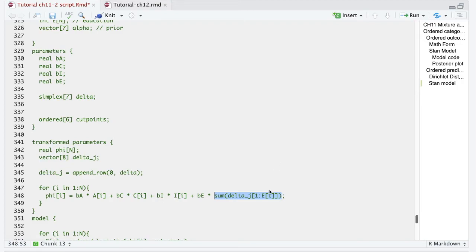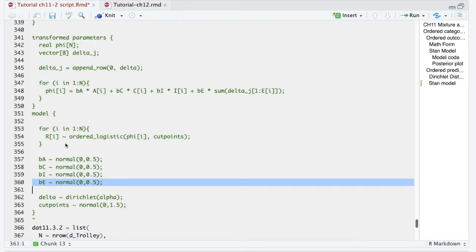If the education level for the ith row of data is 1, we will have a summation of delta j from 1 to 1, which is 0. And if the education level is level 3, well, this function will calculate the summation of the delta j from 1 to 3, which will be 0 plus the first incremental effect and the second incremental effect.